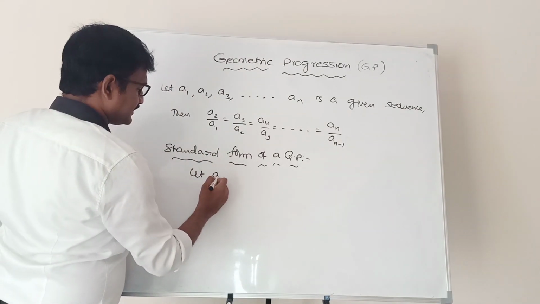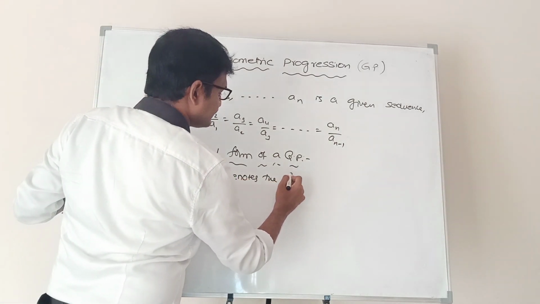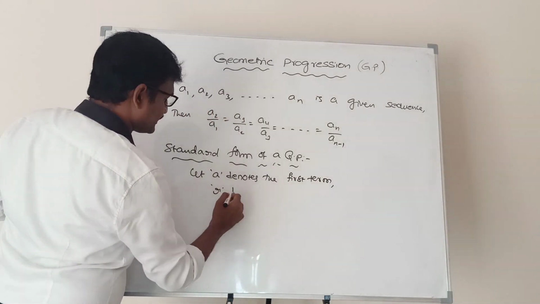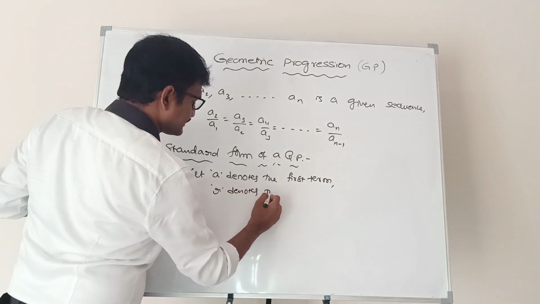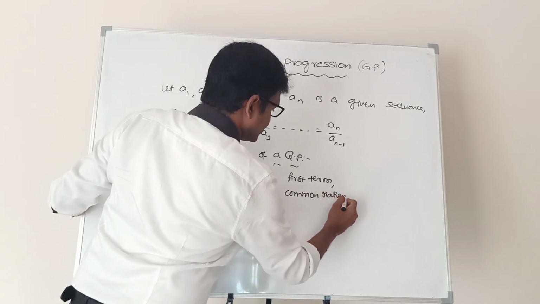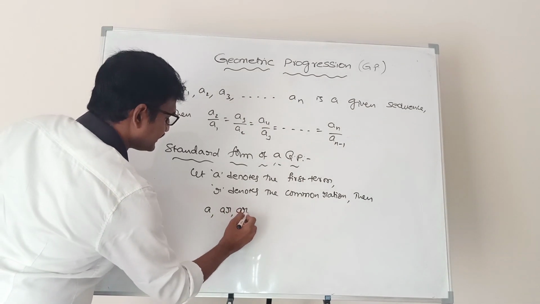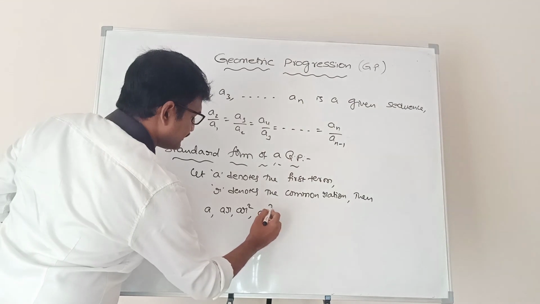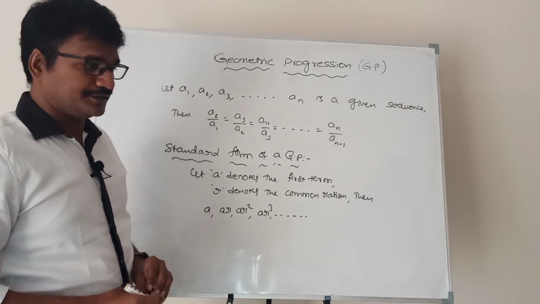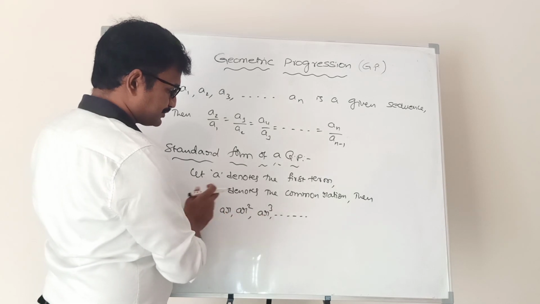Let A denote the first term, R denote the common ratio, then A, AR, AR square, AR cube, so on is called the standard form of a GP. See, the first term is A, the second term is AR, the third term is AR square, the fourth term is AR cube.